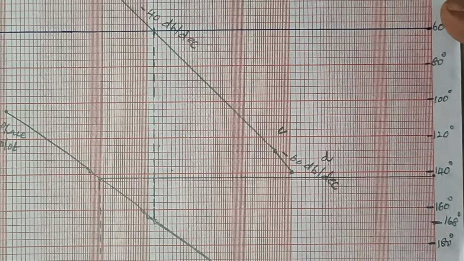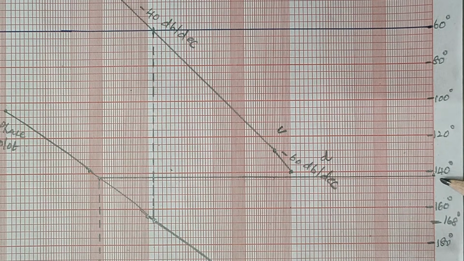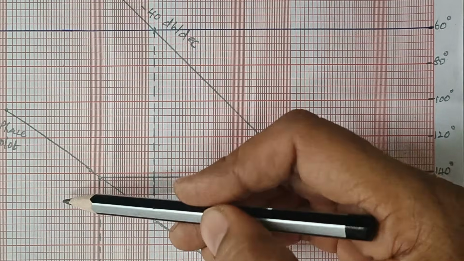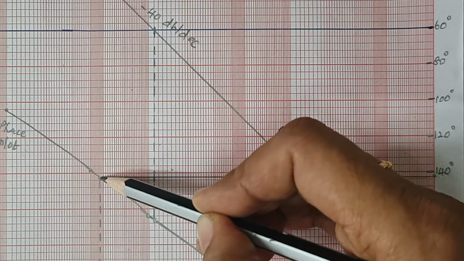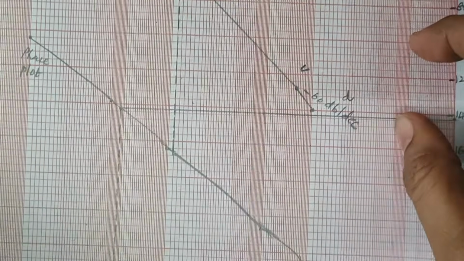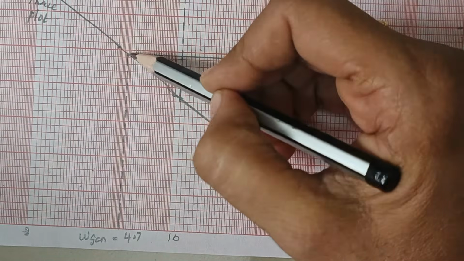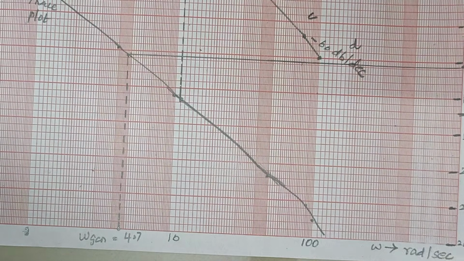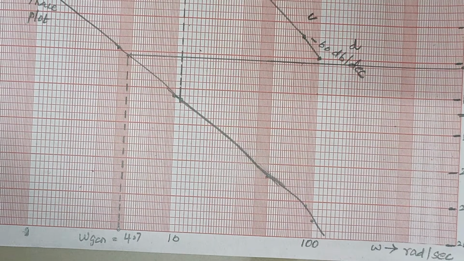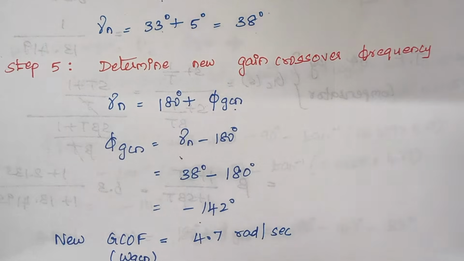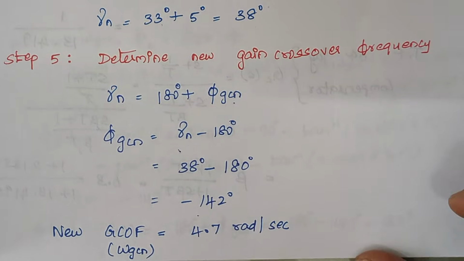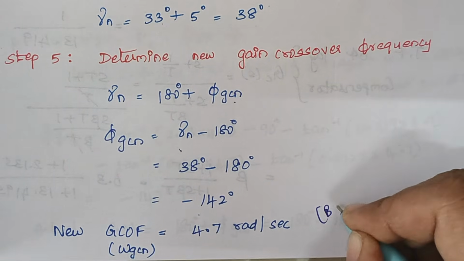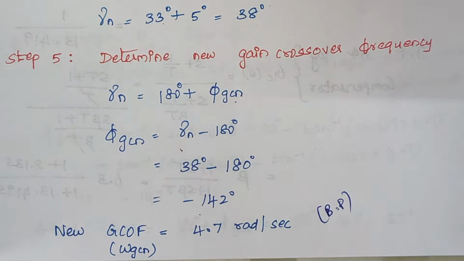Here I have drawn the angle, minus 142. From that minus 142 we are just drawing a line. It meets the phase plot at a particular point. You have to measure the value of omega at that point. Just draw a line. So here the value of omega GCN is 4.7 radians per second. Just make a note of it. This is your new gain crossover frequency. Again, we are getting this from the Bode plot.